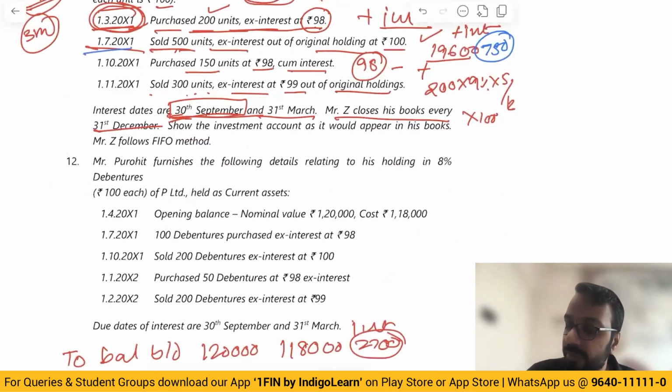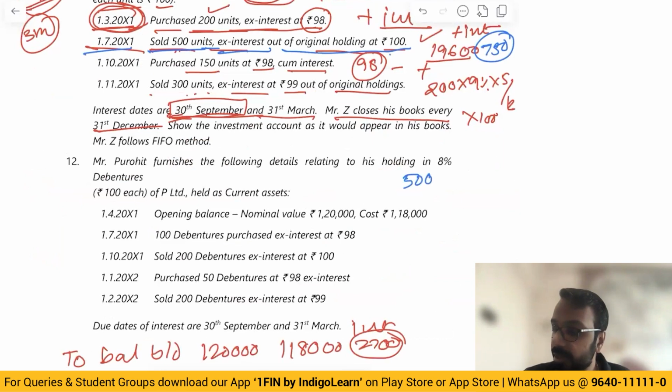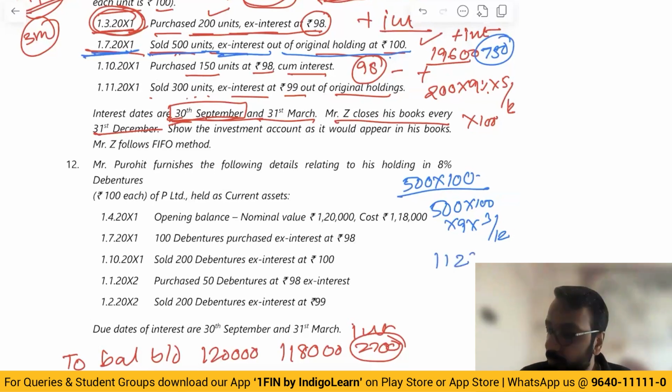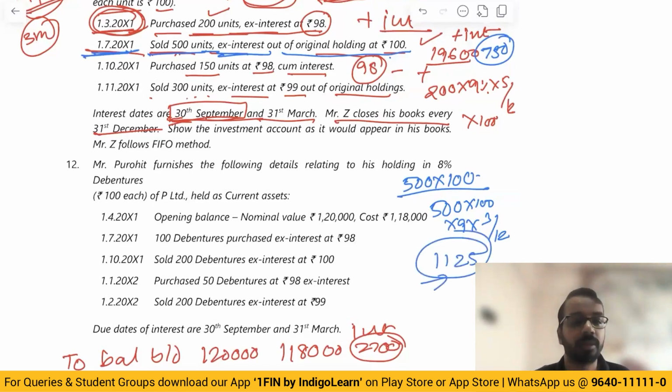Then on 1st of July, sold 500 units ex interest out of original holding at 100. Means we sold 500 into 100, that is the sale value. This is ex interest, so we will collect interest also. Interest till which date? 1st of July means last interest payment date is March. So April, May, June, 3 months interest. 500 into 100 into 9 into 3 by 12, we get 1,125. This interest amount will be collected along with the sale proceeds.